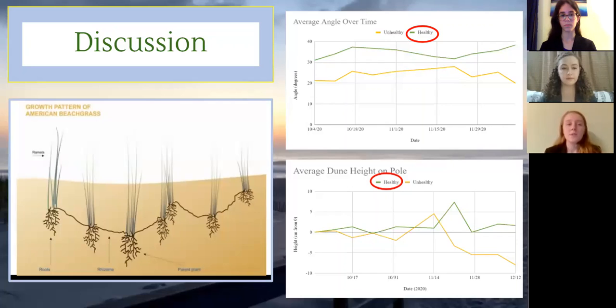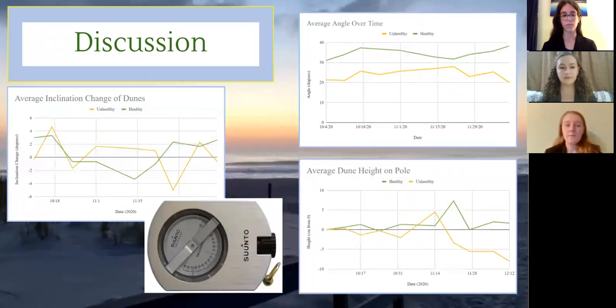This is due to the root systems of the dune grasses holding the sand in place to prevent drastic increment changes. There was no significant difference between the angle changes of healthy and unhealthy dunes. This may be due to the angle changes each week, which were relatively inconsistent and fluctuated greatly. Angle inclinations are not as accurate as the increment poles due to the great distance at which the measurements are taken. The increment poles are much more accurate and precise, and therefore better reflect the true change in dune height.